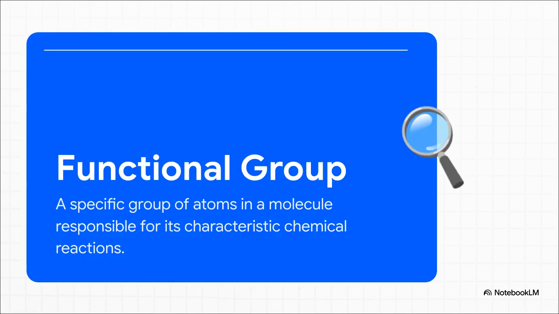So what is a functional group, really? The best way to think about it is like this. Imagine a plain, flat Lego base plate. That's your basic carbon chain. A functional group is that one special, unique Lego piece, the propeller or the wheel that you snap onto it. It's just a specific little cluster of atoms, but it gives the entire molecule its identity, its personality, you could say. It completely dictates how that molecule is going to behave.